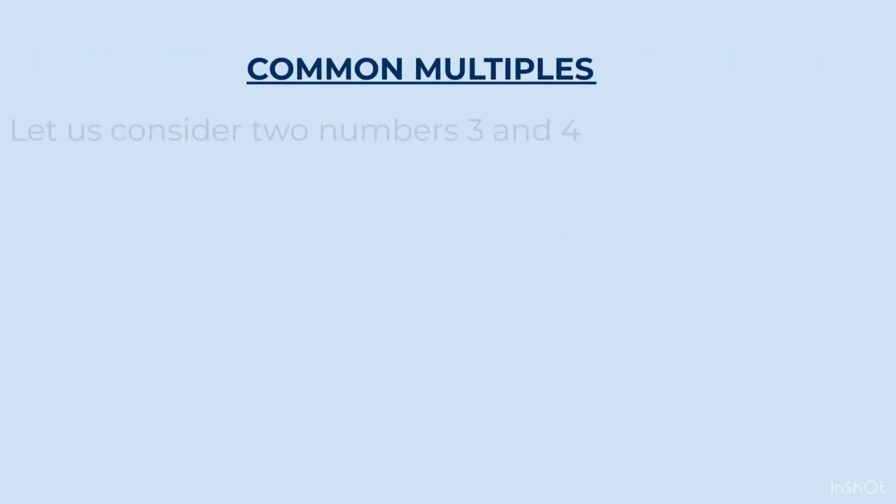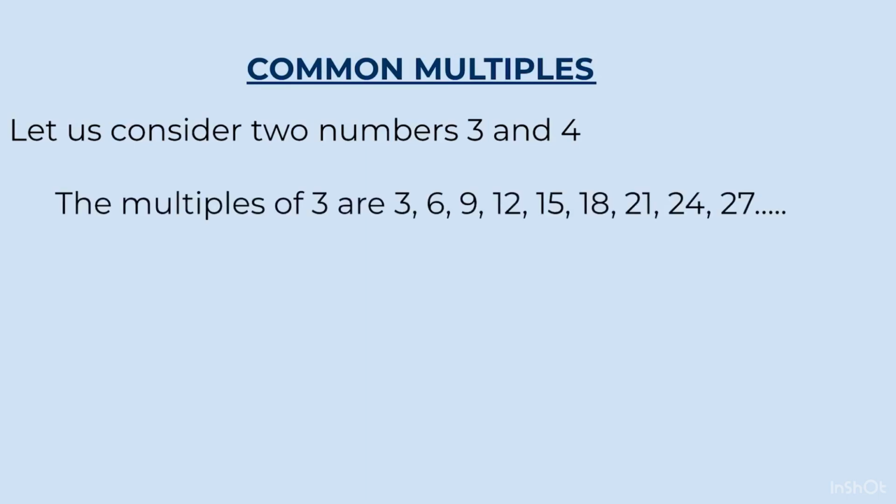We already know what multiples are and how to find them. Let us start with two numbers, 3 and 4. We will find the multiples of 3. 3 ones are 3, 3 twos are 6, 3 threes are 9, 3 fours are 12, 3 fives are 15, 3 sixes are 18, 3 sevens are 21, 3 eights are 24, 3 nines are 27. So these are the multiples of 3. To generate multiples, we multiply the given number with 1, 2, 3 and so on.